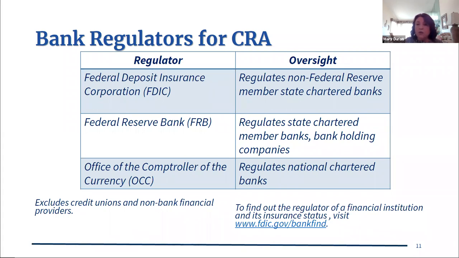To find out who a bank's regulator is, the FDIC has a terrific link on its website, fdic.gov/bankfind. You can enter a bank's name and it will tell you who the regulator is. You can see where their branches are and access financial information. It's a great tool, and we'll be talking a little more about it as we proceed.